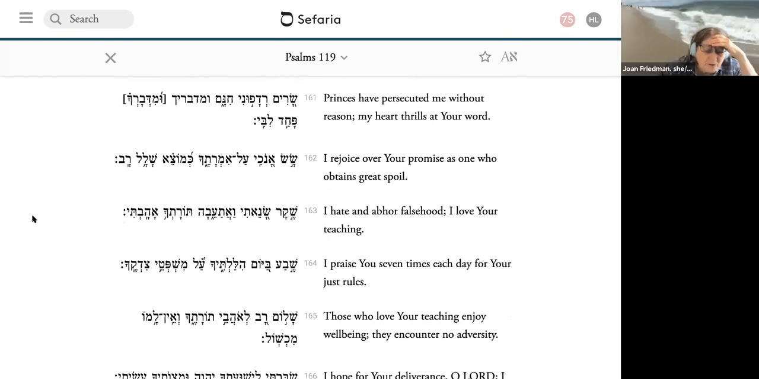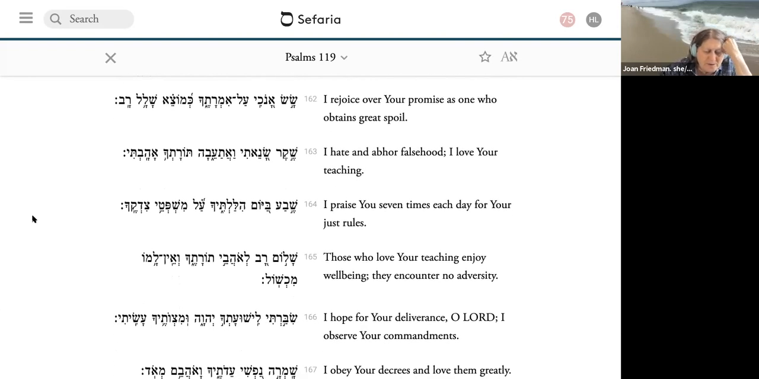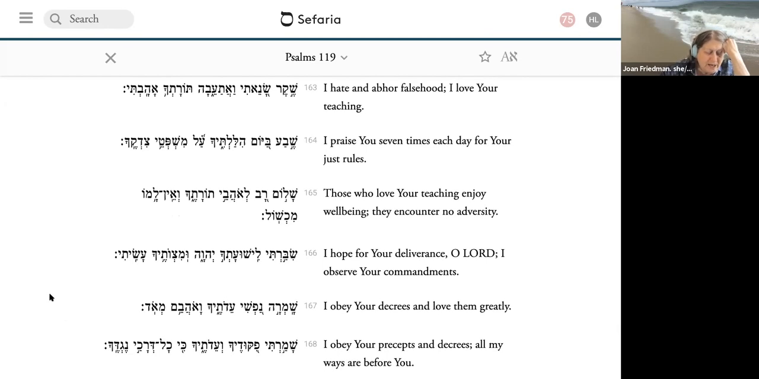Underlings have pursued me without cause. My heart is in terror of your word. Uplifted by your word am I, like one who finds great spoil. Untruths I despise, abhor. Your Torah I love. Uncounted times each day I praise you for your righteous judgments. Unimagined peace have they who love your Torah, and there is no stumbling for them.